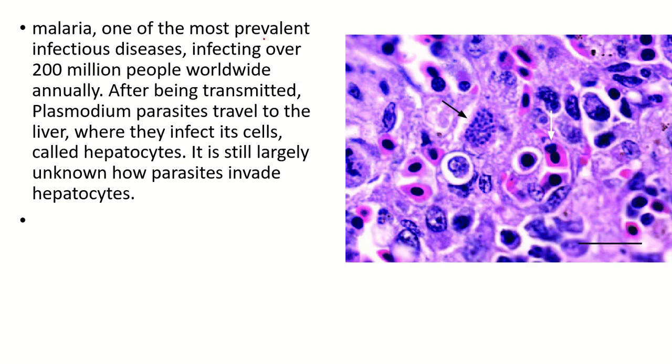Malaria, one of the most prevalent infectious diseases, infects over 200 million people worldwide annually. After being transmitted, the Plasmodium parasite travels to the liver, where it infects its cells called hepatocytes. It's still largely unknown how parasites invade hepatocytes.